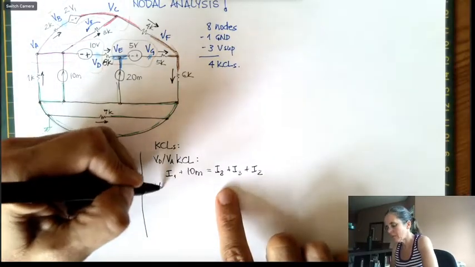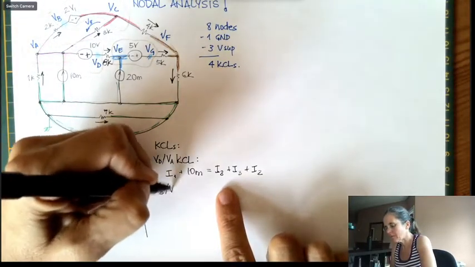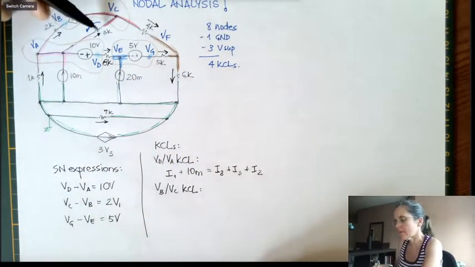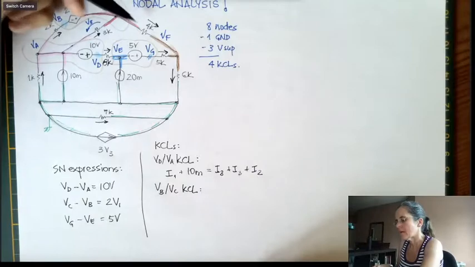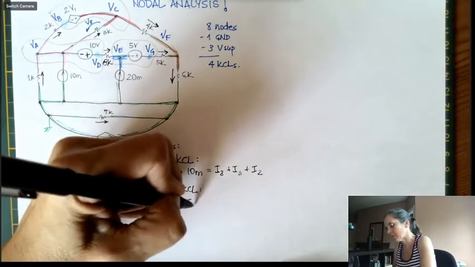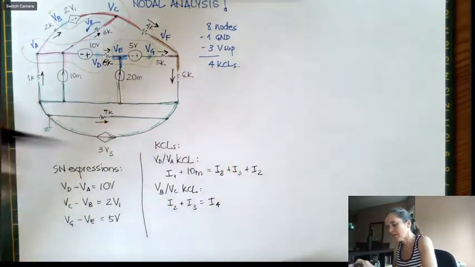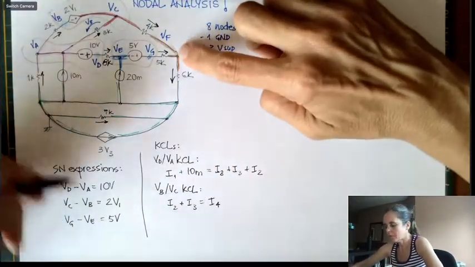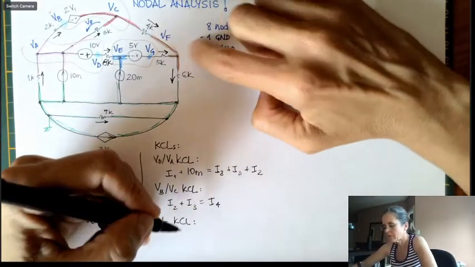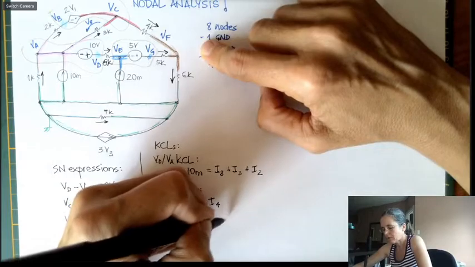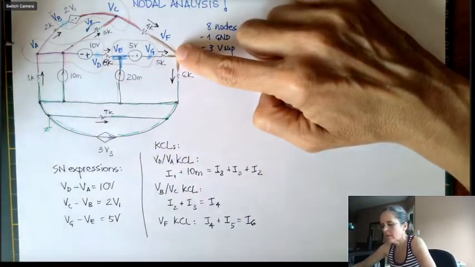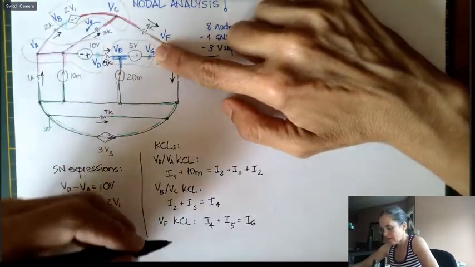And now I'm going to make the VB and VC KCL, which will be this 2K and the 3K coming in, and the 4K coming out. So, I mean the I4 coming out. And we're going to do the same thing for each one of them. The only one that's not a supernode is the VF. And I'll do the same thing. I4 is now coming into that node. I5 is I6.